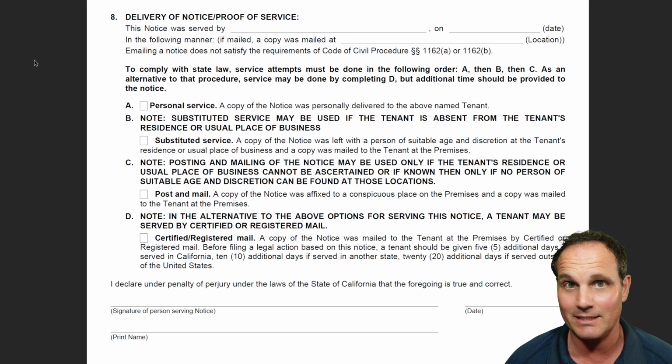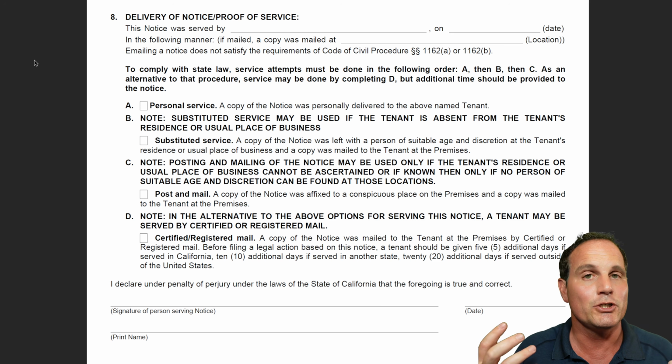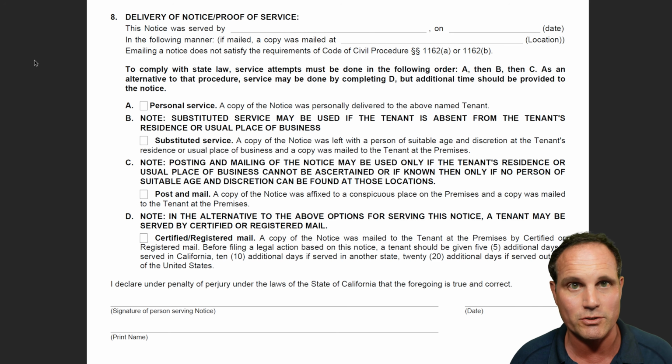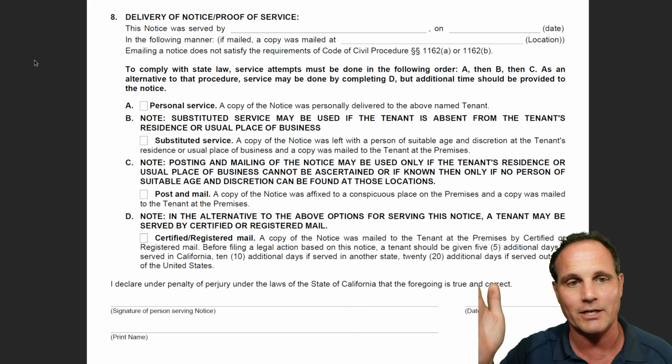That means you knock on the door, nobody answers, and you hang it from the door. I always take a picture when I do that, so you can show the address and show it's there. And then you mail a copy. Now, I like to send it via registered mail, not certified mail. I'll explain in a second why we do that. So that would be the first route to go. You go A, B, and C, in that order.